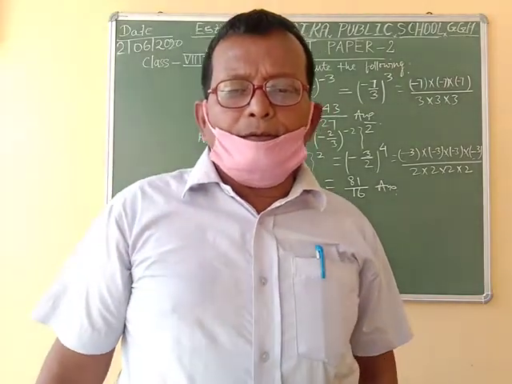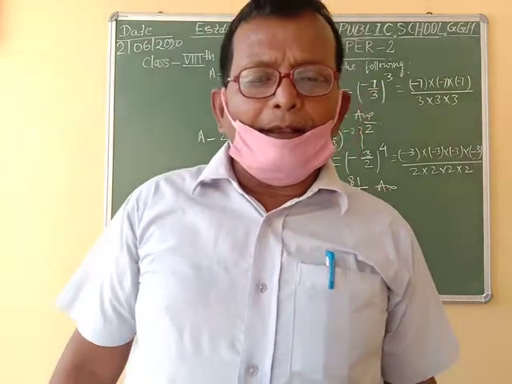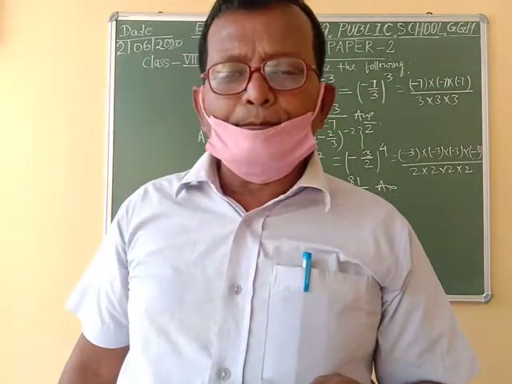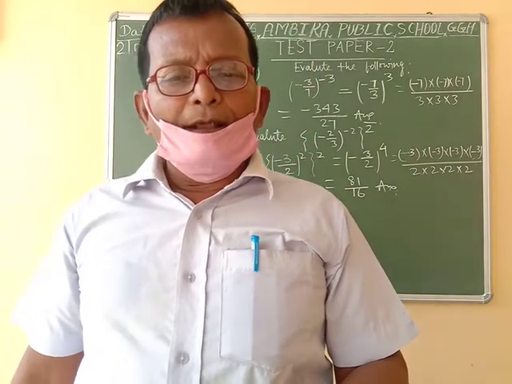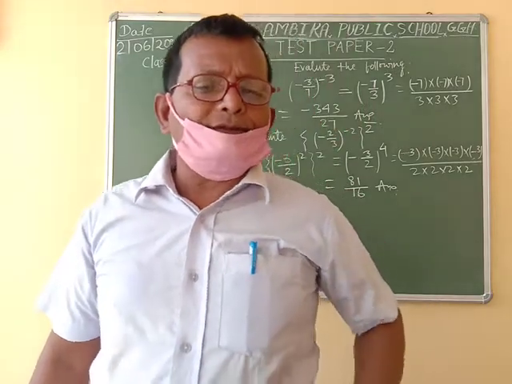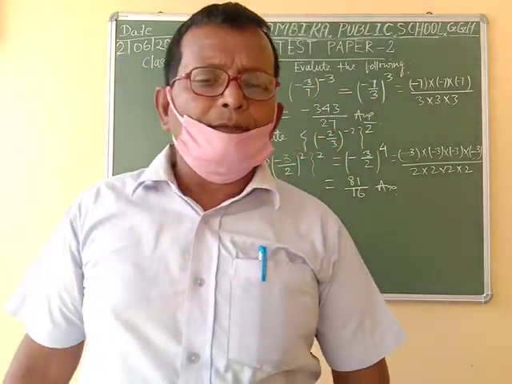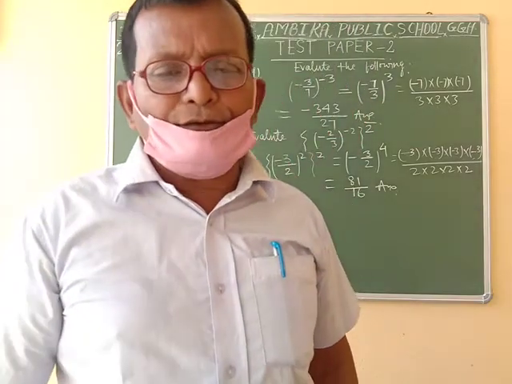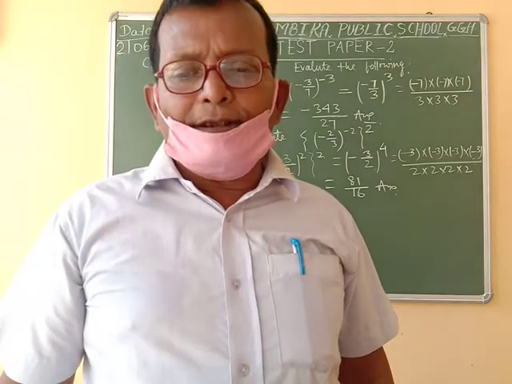Similarly, you will solve here the 5 number question: express each of the following in a standard form. And before this, question 4 number is also a remarkable question: by what number should minus 2 by 3 whole square be multiplied?